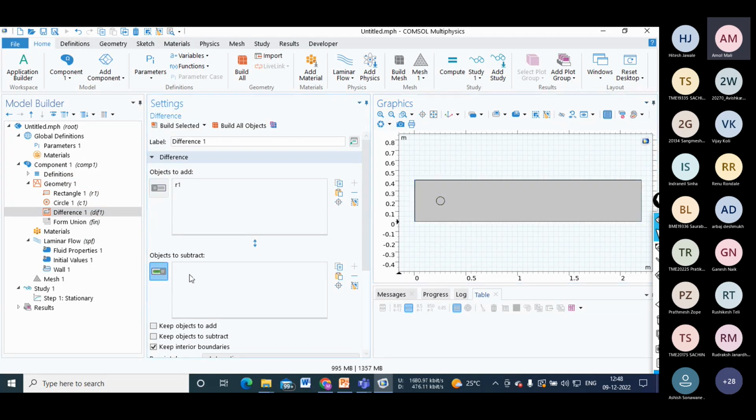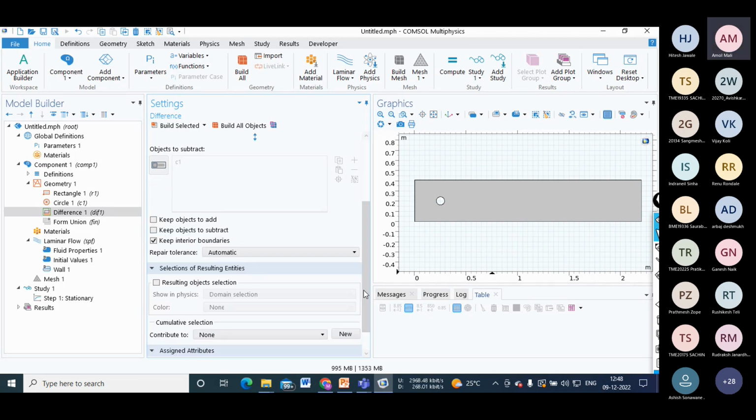So I have selected the whole geometry. Then I want to select the circle. Here also we can check the impact of changing the diameter of that obstacle on the velocity flow distribution as well as the pressure distribution. We can check that also. Okay, now we have generated the object. Next is what? Laminar flow. This is our physics.